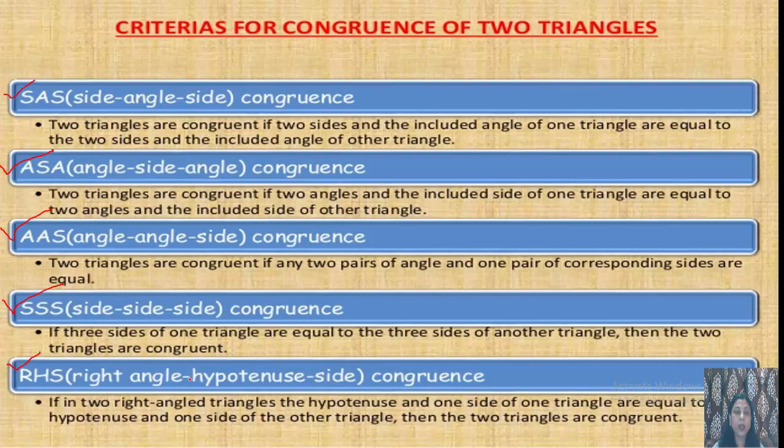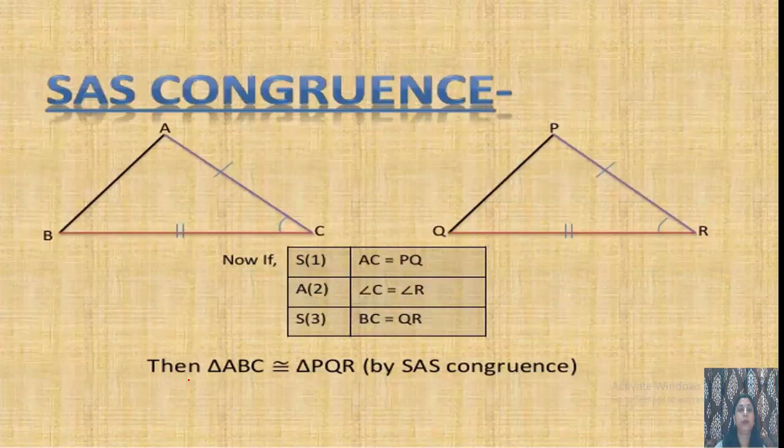Means right angle तो 90 डिग्री का एंगल तो वो इक्वल होगा ही होगा, प्लस उसके hypotenuse, corresponding hypotenuse and one corresponding side is equal.